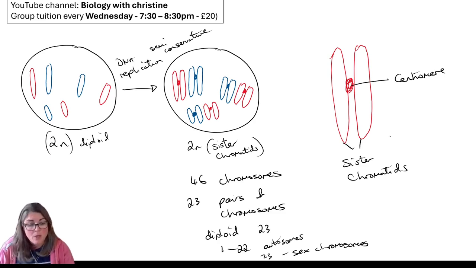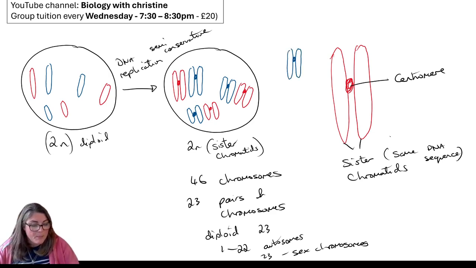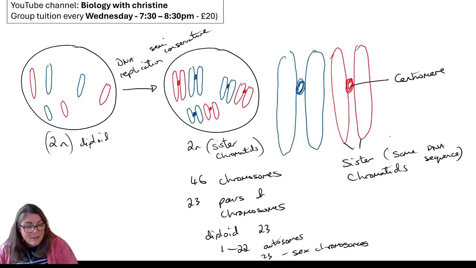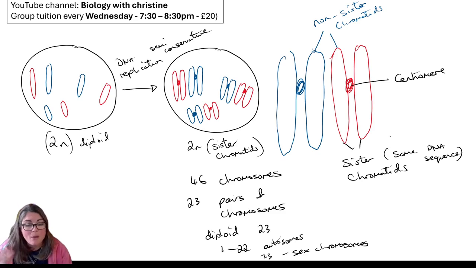They're sister chromatids because they have the same DNA sequence. So if I now bring in my blue one and put that beside it, they should be the same length because they have the same genes at the same loci. The difference is, if I'm looking at a blue one with a red one, these are classed as non-sister chromatids. And that's important when we're talking about where crossing over could occur. So if we then move on to my next slide.